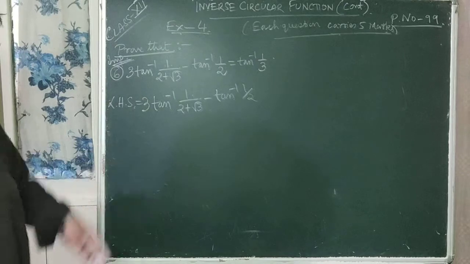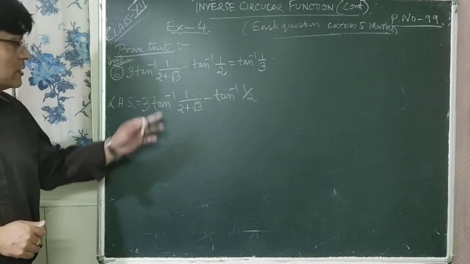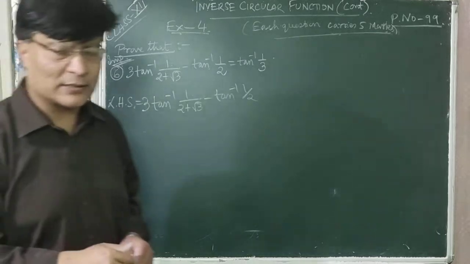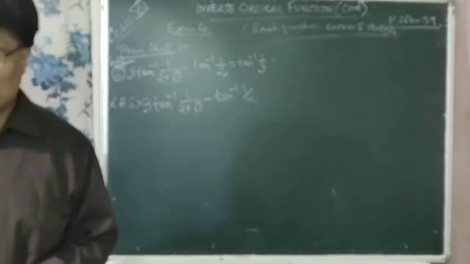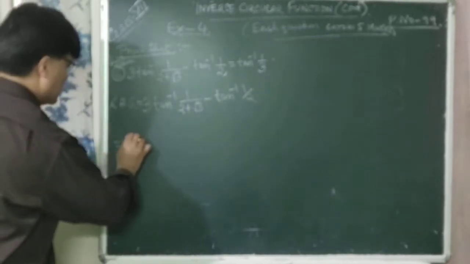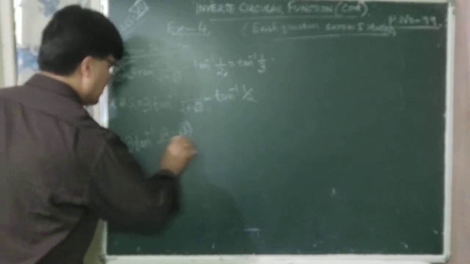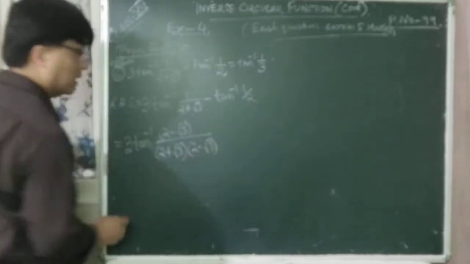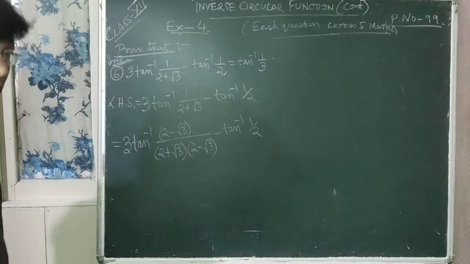Okay. So in this case also you have to remove square root from the denominator in the first term. That means you have to rationalize the denominator. Rationalizing the denominator means, I already told you, you have to remove square root from the denominator. So you should multiply both the numerator and the denominator by 2 minus root 3. Isn't it? So it's equal to 3 tan inverse. So it is 2 minus root 3 divided by 2 plus root 3 into 2 minus root 3, right? So minus, this is tan inverse half, right?